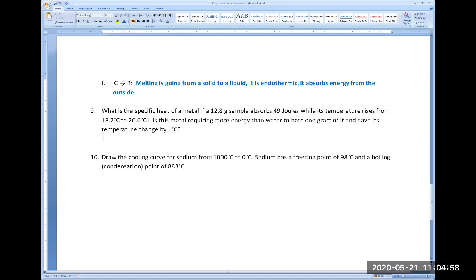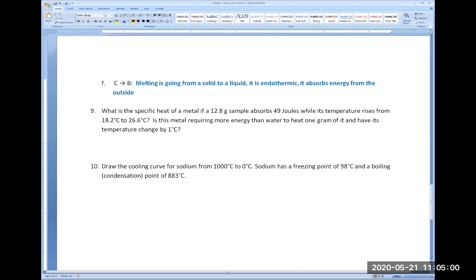Specific heat has been introduced in chapter 7. Specific heat is the amount of energy that a substance needs to raise the temperature of 1 gram of that substance by 1 degree Celsius. Energy is dealt with in chapter 6, so that's why maybe you don't know what this is, but joules are a unit of energy.